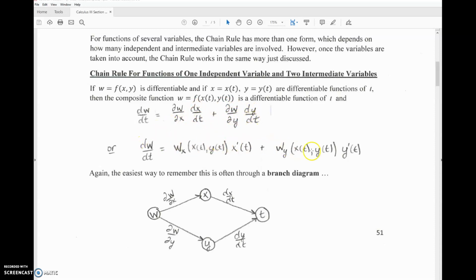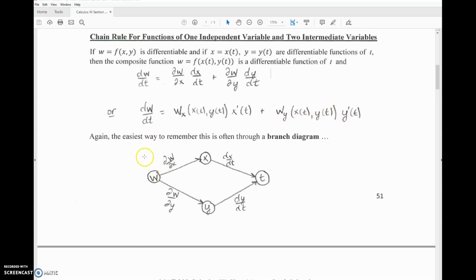Or again, if you want the composite function way of doing it, you could do it this way. dw/dt equals the partial with respect to x, leaving x of t and y of t alone, multiplied times x prime of t, plus the partial with respect to y, leaving x of t and y of t alone, multiplied times y prime of t. Again, the easiest way to remember this is often through a branch diagram.